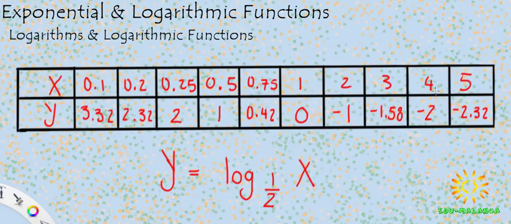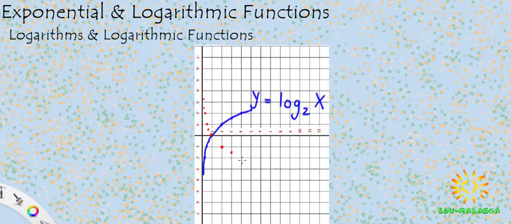Let's do the last two. When x is equal to 4, y is negative 2. And when x is equal to 5, y is negative 2.32. So it's over here. Let's draw this graph again. The graph looks like this. And this is the graph of y is equal to log base 1/2 of x.